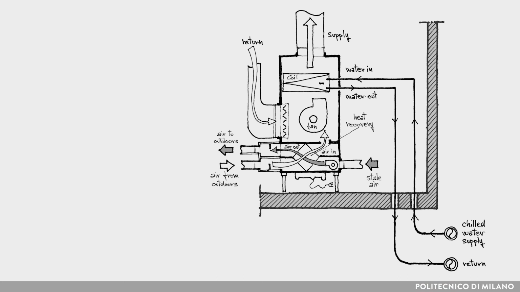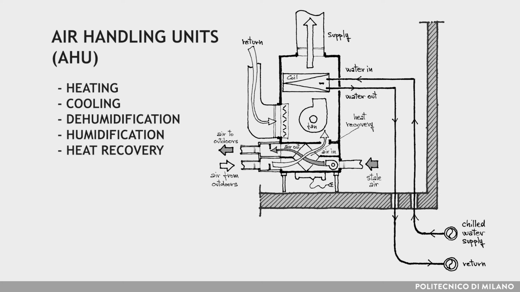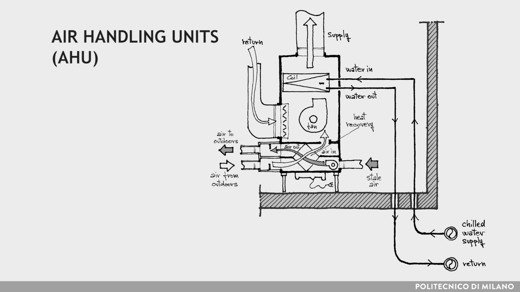Air handling units are technical systems containing several components necessary for the operation of an air-based HVAC system. In particular, they are used to perform air handling processes such as heating, cooling, dehumidification, humidification, and heat recovery. They can be either centralized, thus serving the whole air distribution subsystem, or decentralized, which means that they are subdivided into multiple units nearby the different building zones and connected to them.